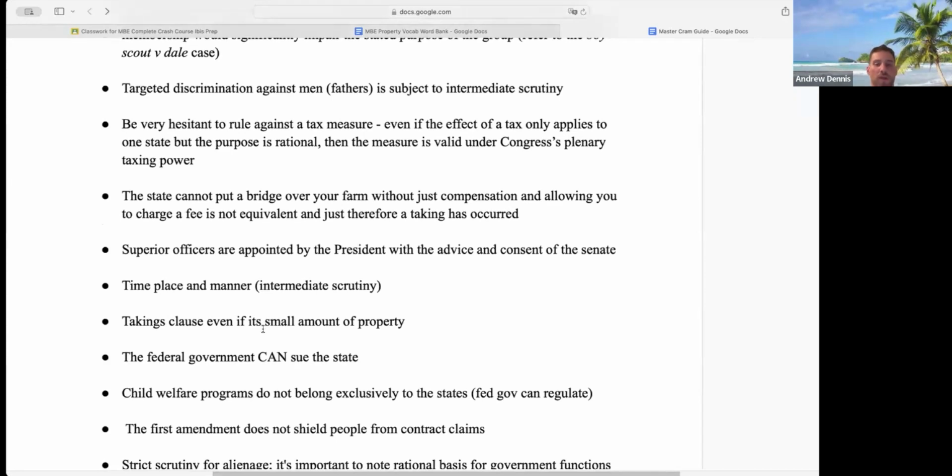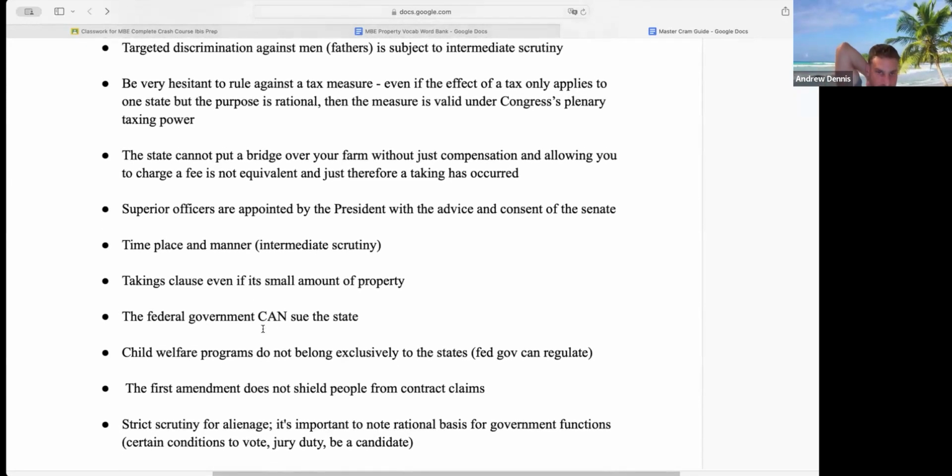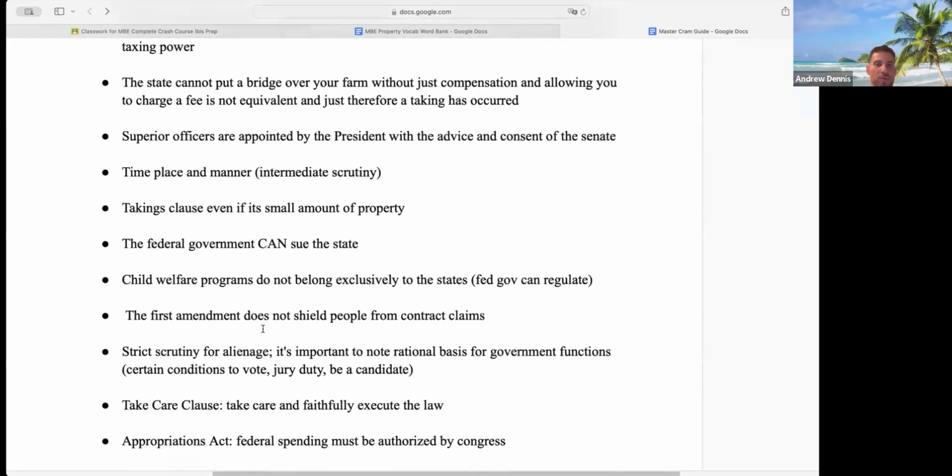Superior officers are appointed by the president with the advice and consent of the Senate. Time, place, and manner triggers intermediate scrutiny. The takings clause is appropriate even if it's a small amount of property, like even if they take 0.001% of your oil holdings in Texas, that's still subject to just compensation.